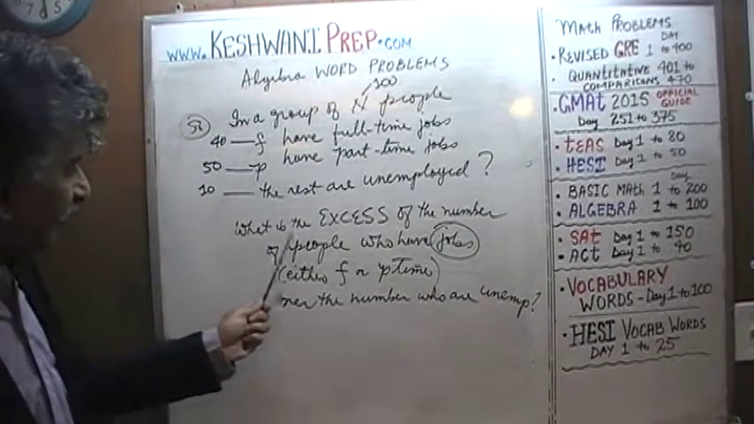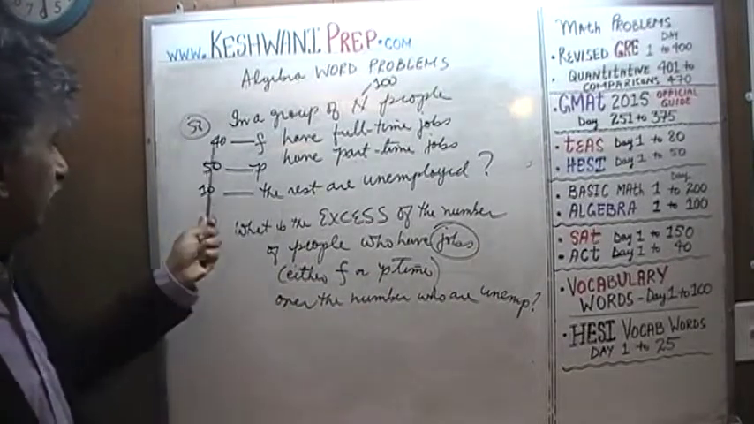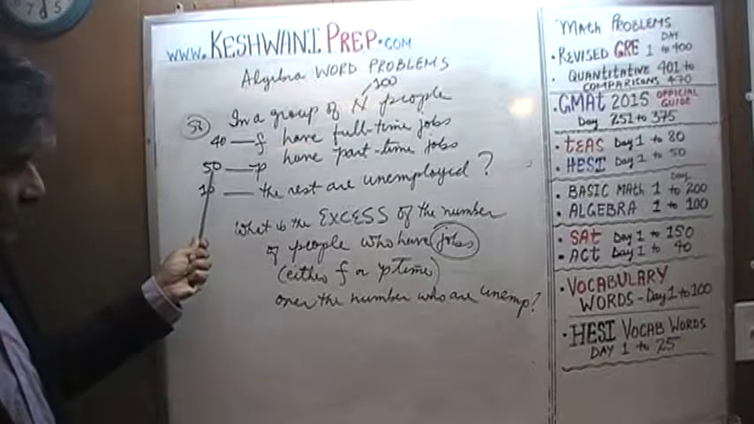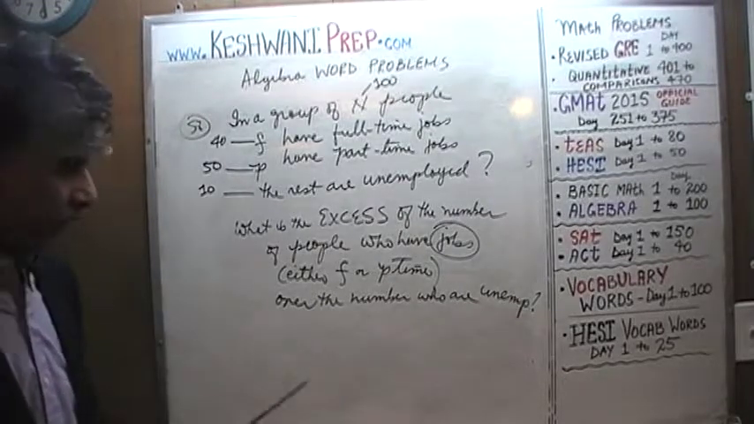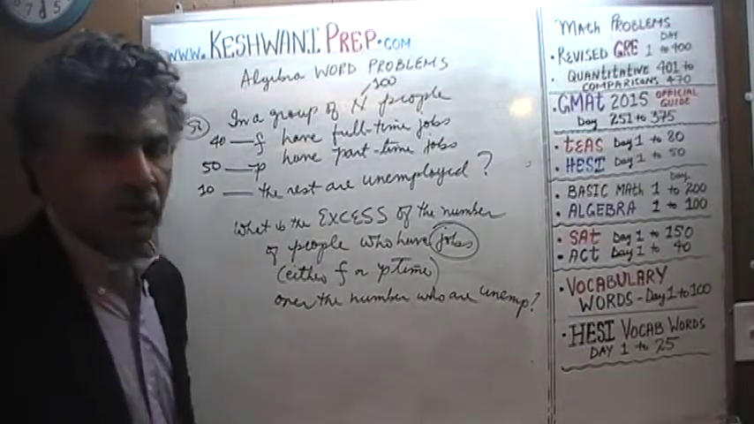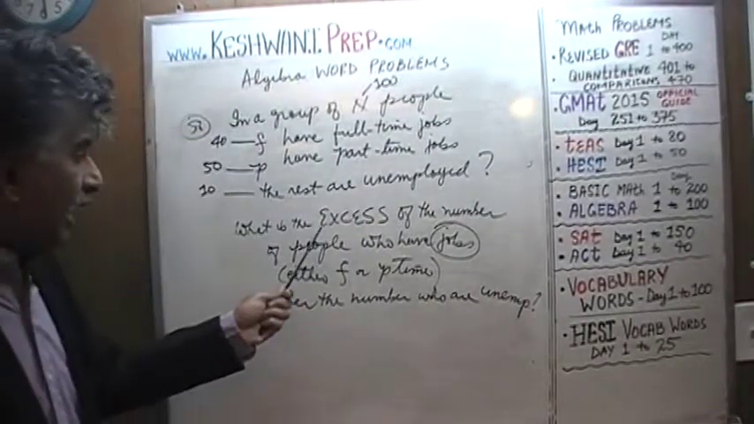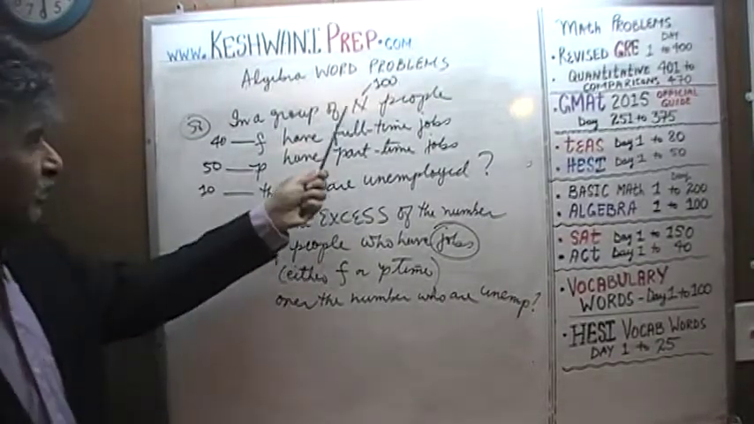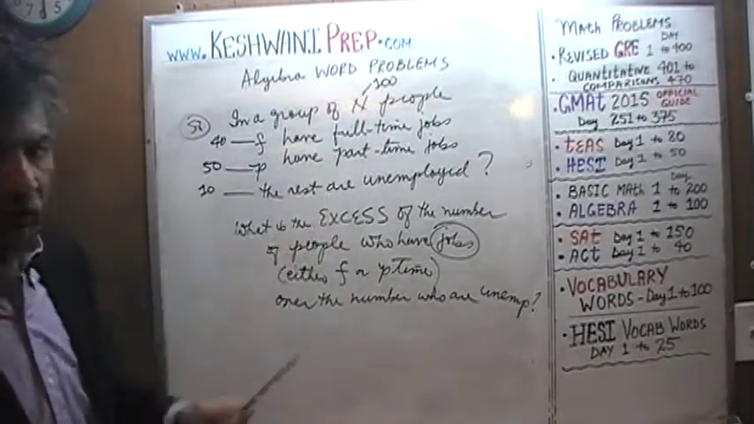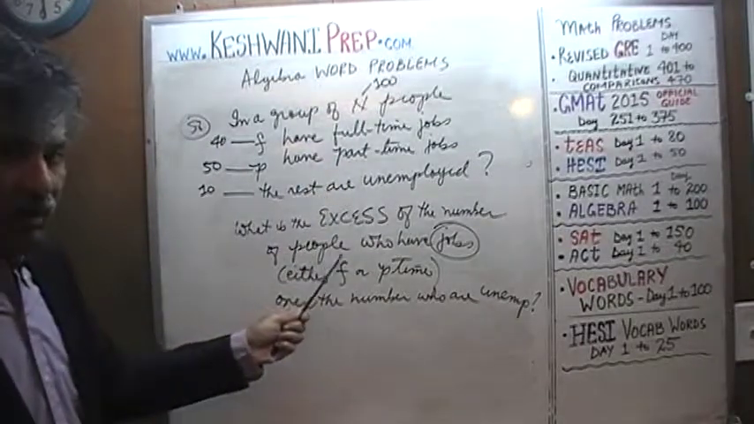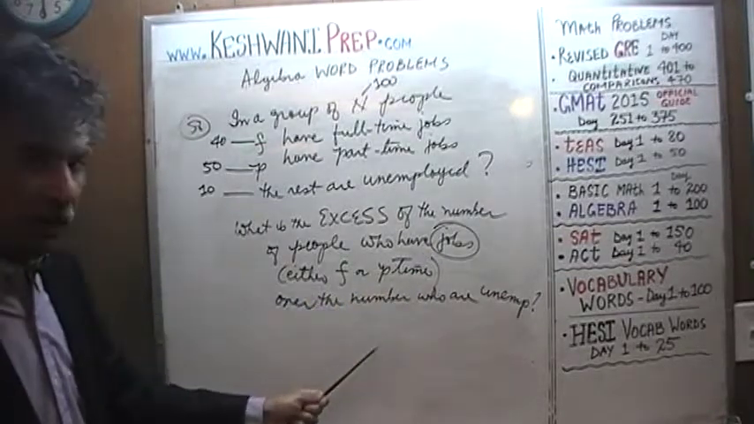You see, the question is, what is the excess of the people who have jobs, either part-time or full-time, in which case this is 40 plus 50, which is 90, over the number of people who are unemployed? What is the question asking? I'm going to say the same question now in different words. What the question is asking is, in this town, where there are 100 people in the labor market, how many more people have jobs compared to the ones who don't?